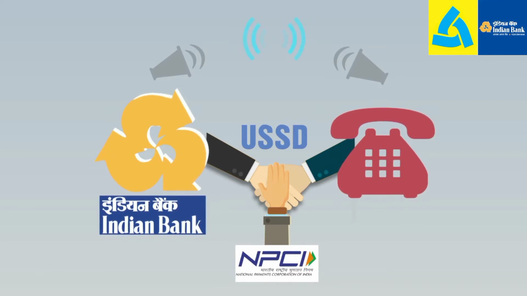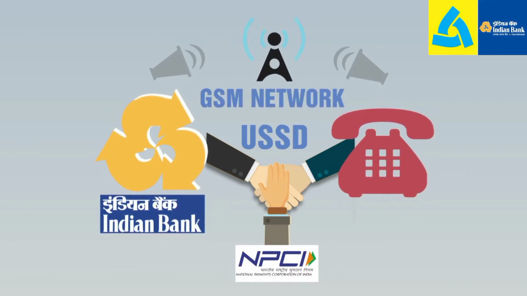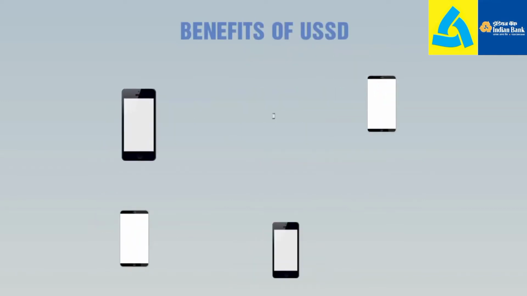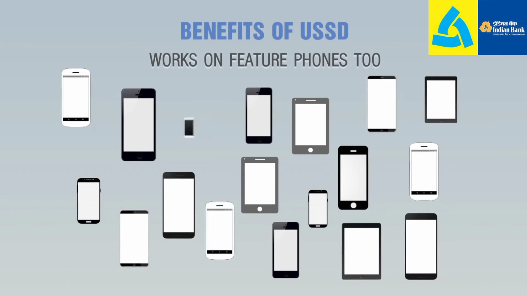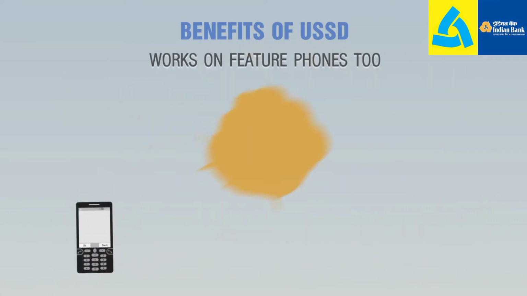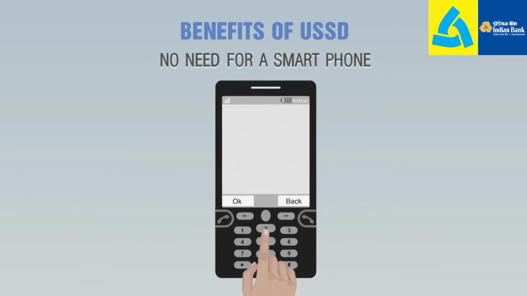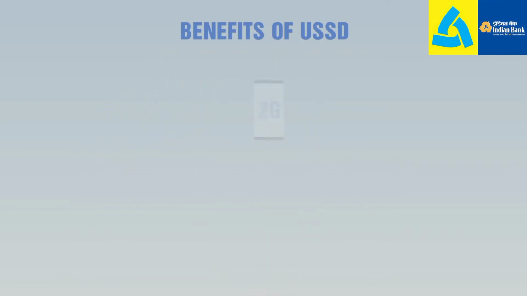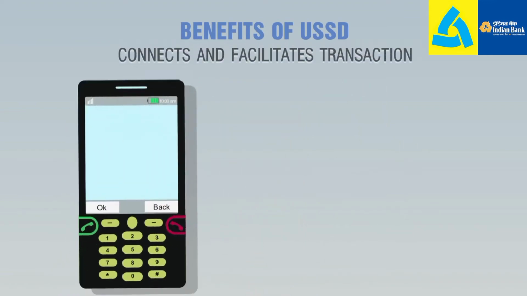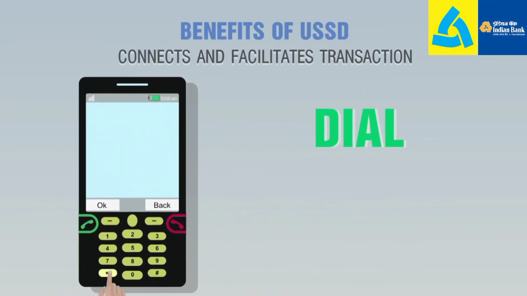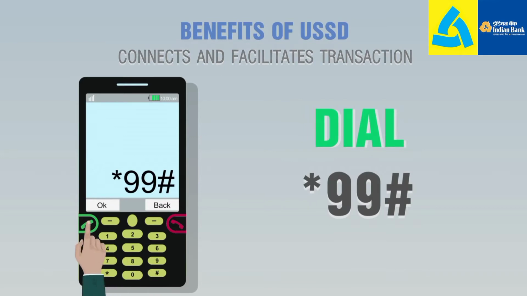This technology uses the standard GSM mobile network channels to transmit information. The benefits of USSD mobile banking system are: works on any mobile, even on a regular feature phone. So, no need for a smartphone to transact digitally. Works without any internet connectivity. Connects and facilitates transaction by simply dialing *99#.